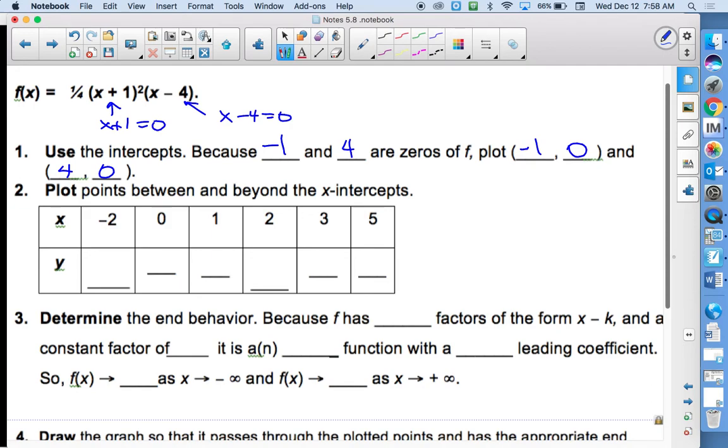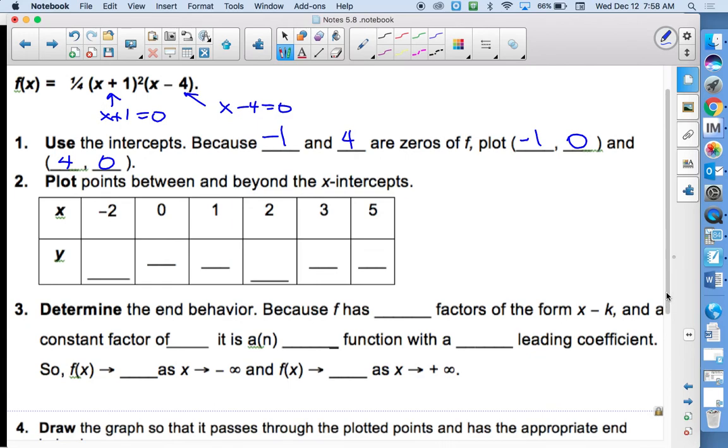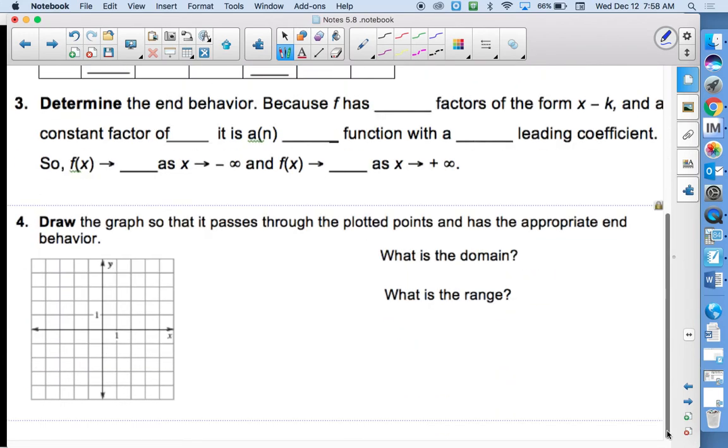So I'm going to go down to the graph and plot them right now so that we have those two out of the way. So on your graph, -1, 0, 1, 2, 3, 4, 0. Those are our two x-intercepts, the two zeros, the two solutions, the two factors.